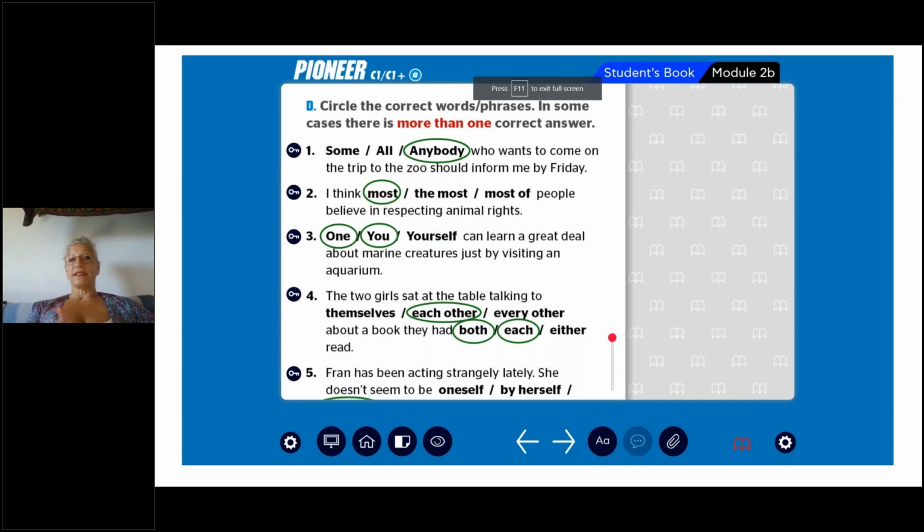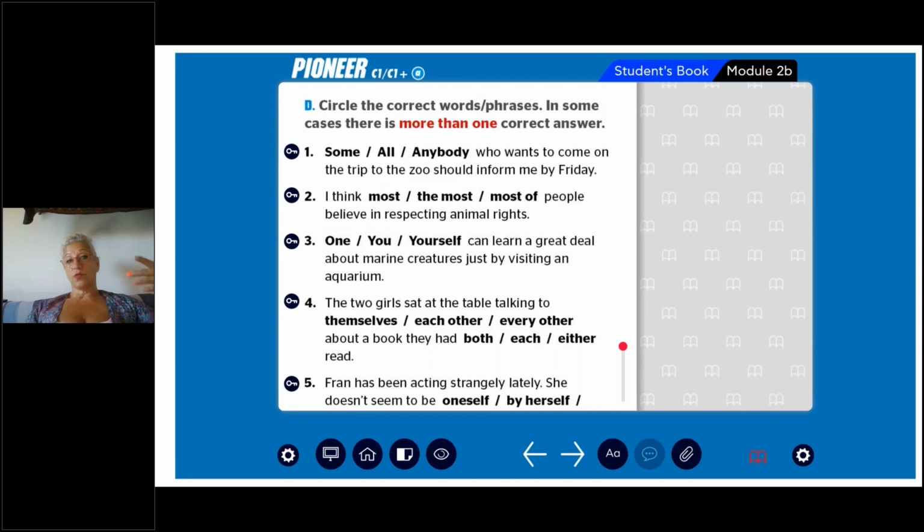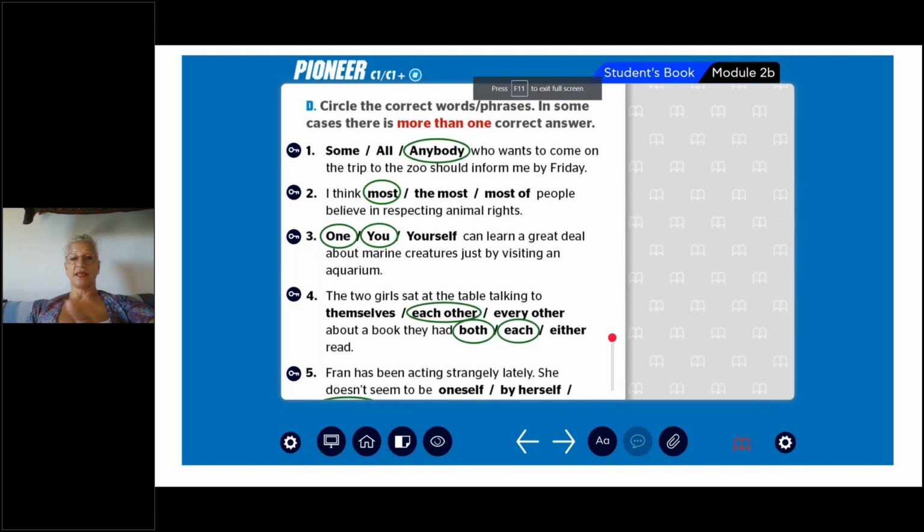But there will be a case where not everybody says anybody, and maybe somebody chooses something else. So what if we use all? What if we use some? What if we use the most or most of instead of most? So what happens, and what can we do when they get it wrong on the page?